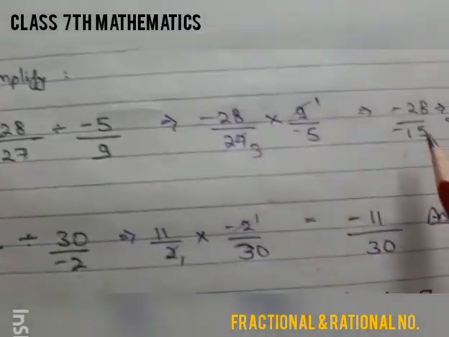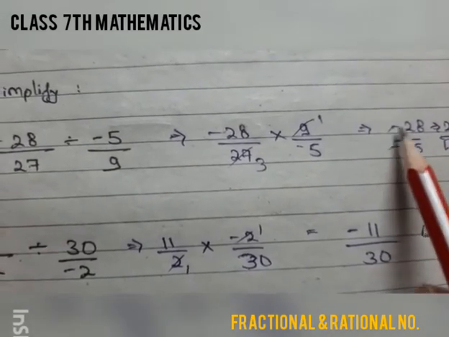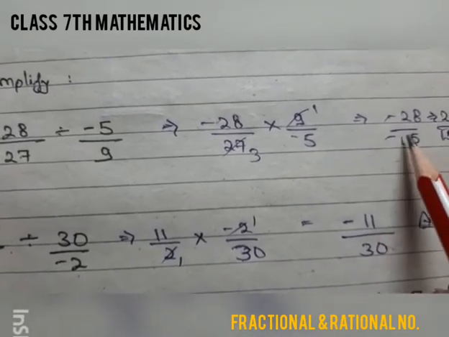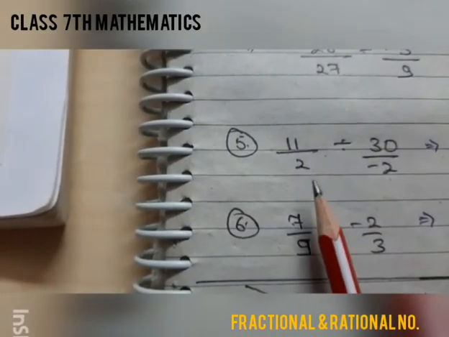When you solve it, it will come 28 upon 15, but with a negative value. See, minus 28 upon minus 15. Now since both are the same sign, again we can strike it off, so the final answer will be 28 upon 15.